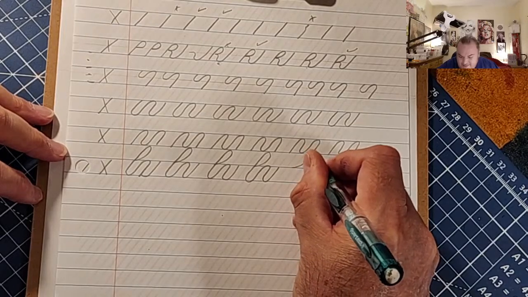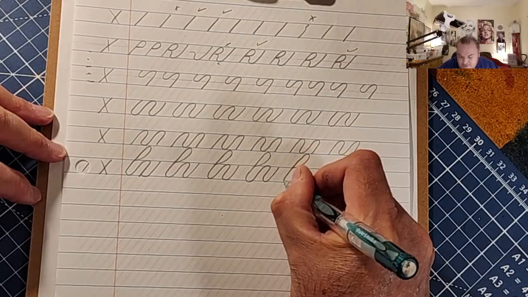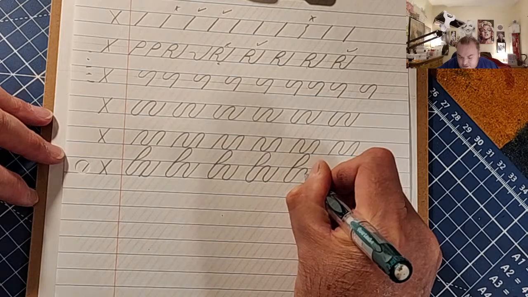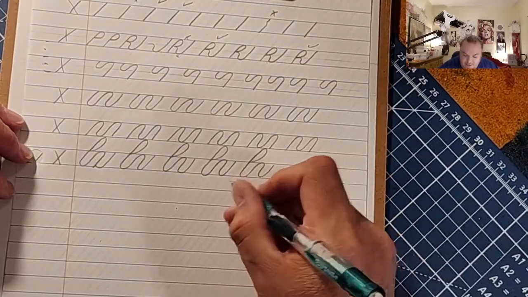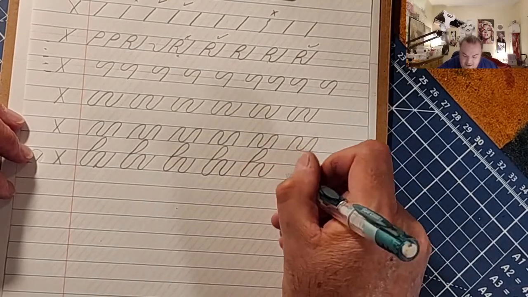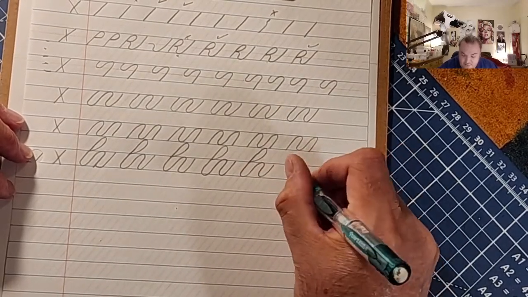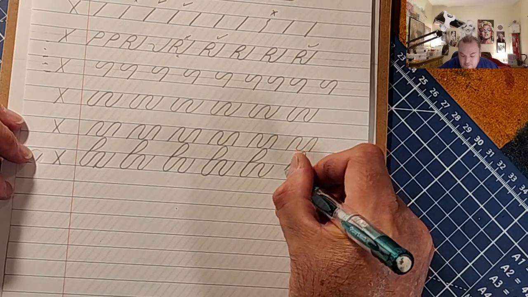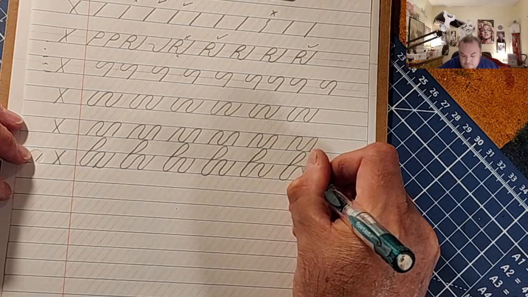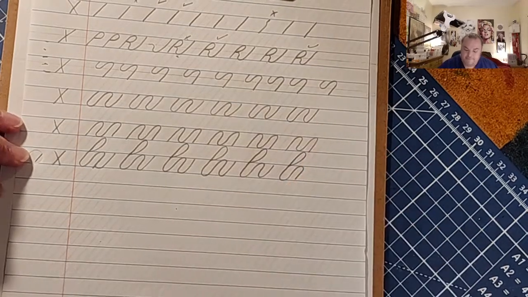Ascending stem loop, underturn, overturn, underturn. If you had an L to N, you would stop. L to N.